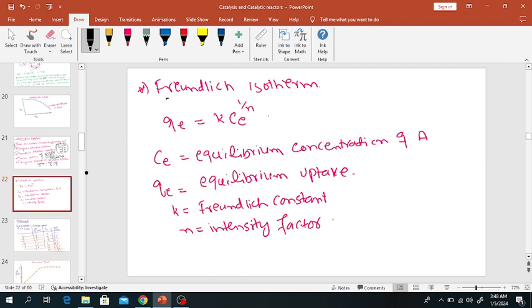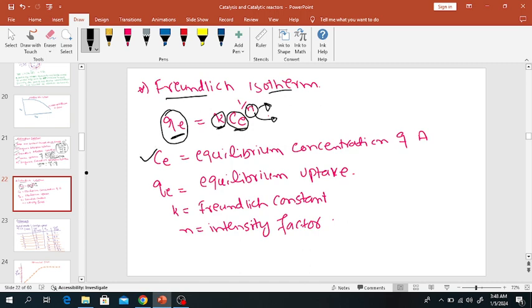For example, this is the Freundlich adsorption isotherm. This is the mathematical form of the Freundlich adsorption isotherm. This is the equilibrium uptake of the adsorbent. This is the equilibrium concentration of the adsorbate, and this is the Freundlich constant. This n is the intensity coefficient or the intensity factor of the adsorbate, and this also shows the interaction between adsorbate and adsorbent.